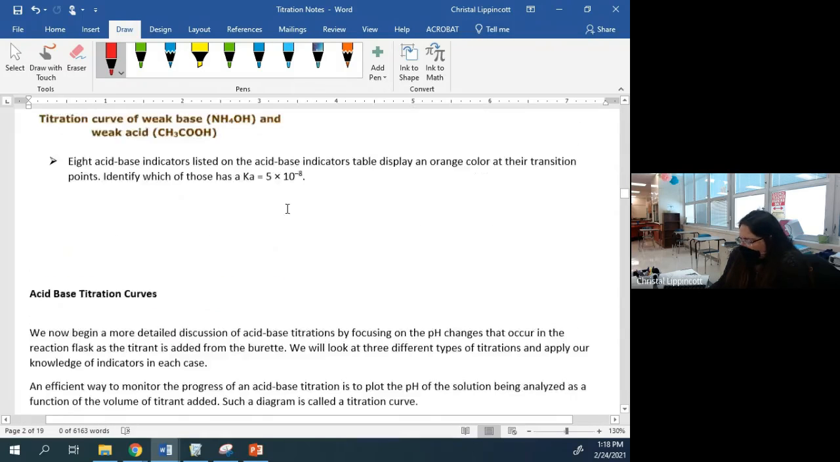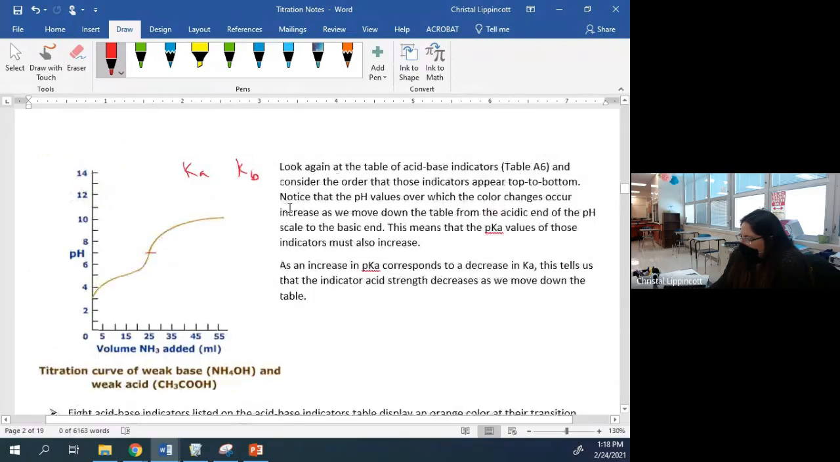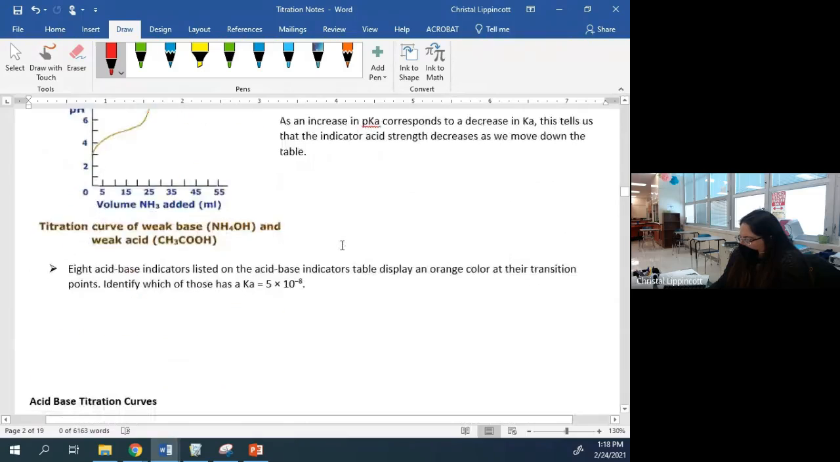You're not going to have to do that, okay? You need to be able to work with strong acids and strong bases together, a weak acid and a strong base, and a weak base and a strong acid, okay? So don't worry about anything like this. You're not going to get anything like that thrown at you.